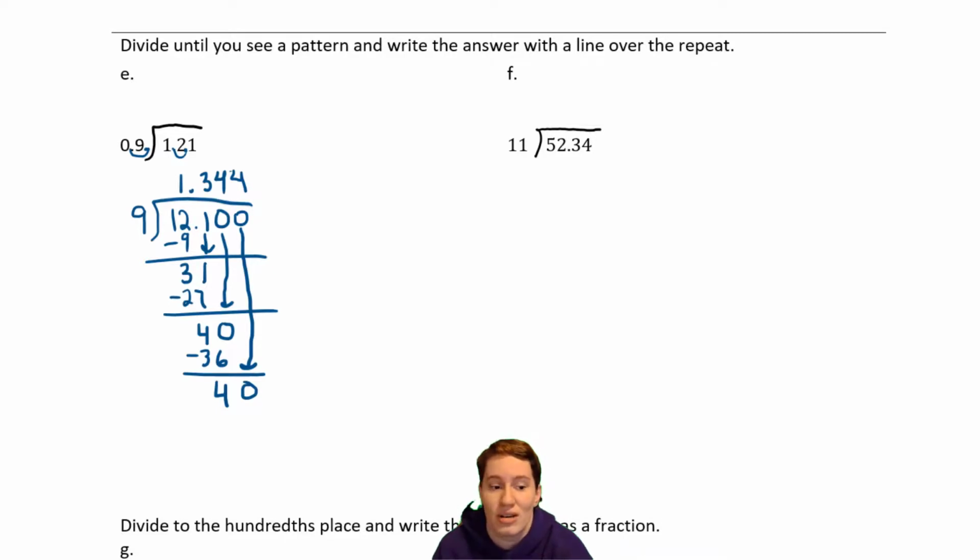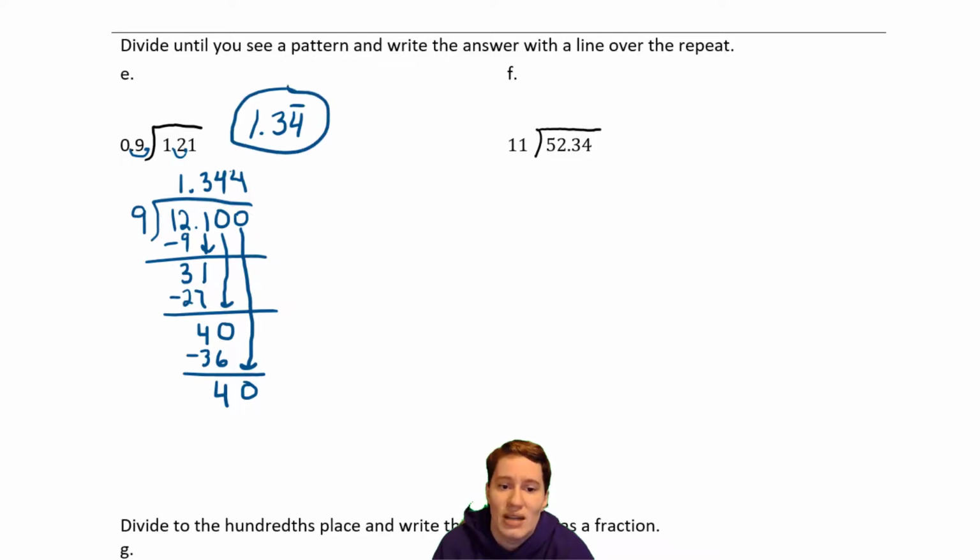You may have heard the word infinity before. 4 goes on for infinity, forever and ever and ever. So instead, we write 1.34 and we put a line over the 4, and then anybody who knows at least as much math as you do right now would go, oh, okay, that means that 4 actually repeats and goes on forever.